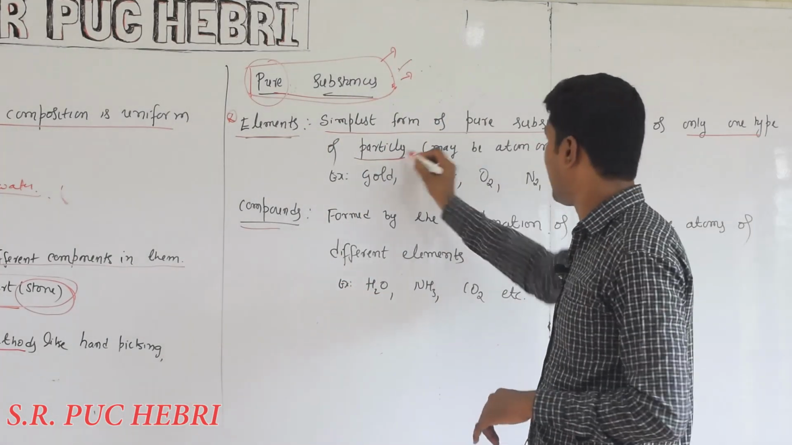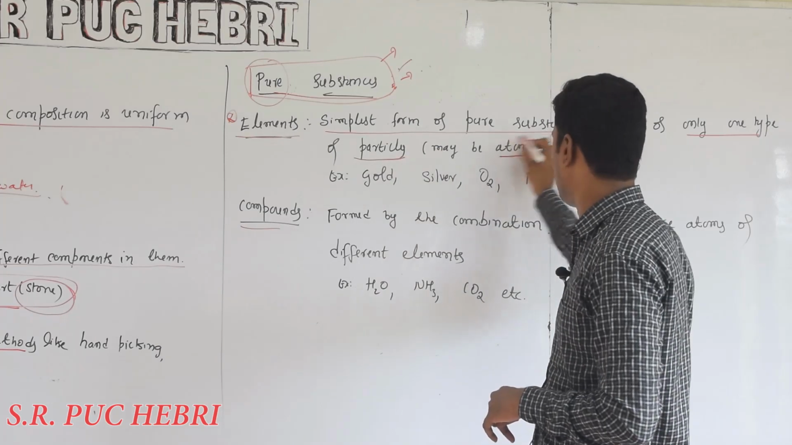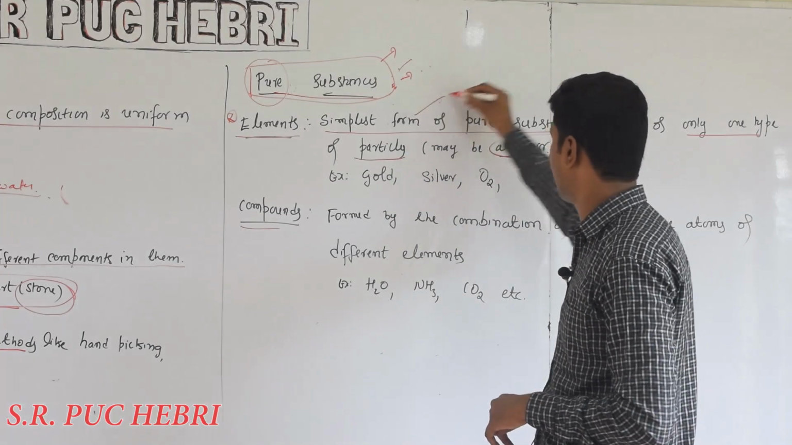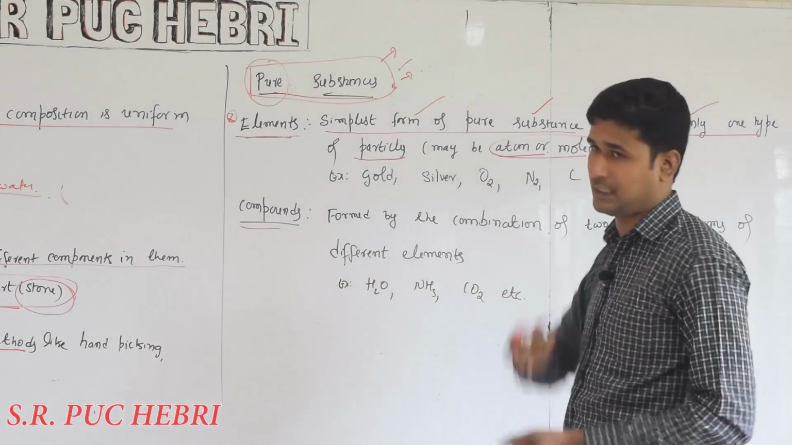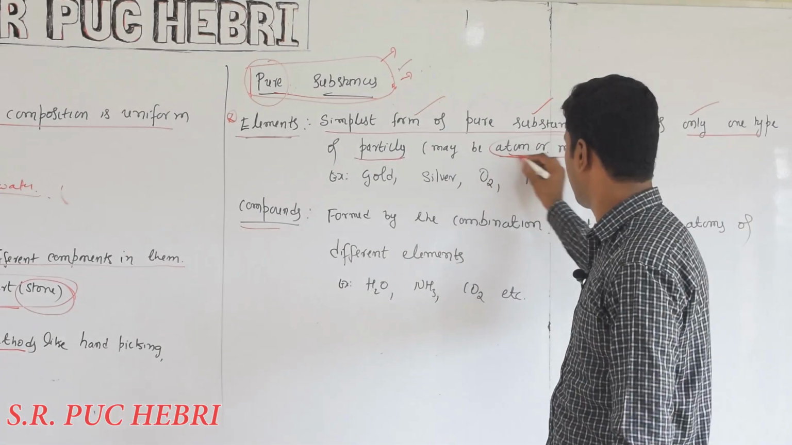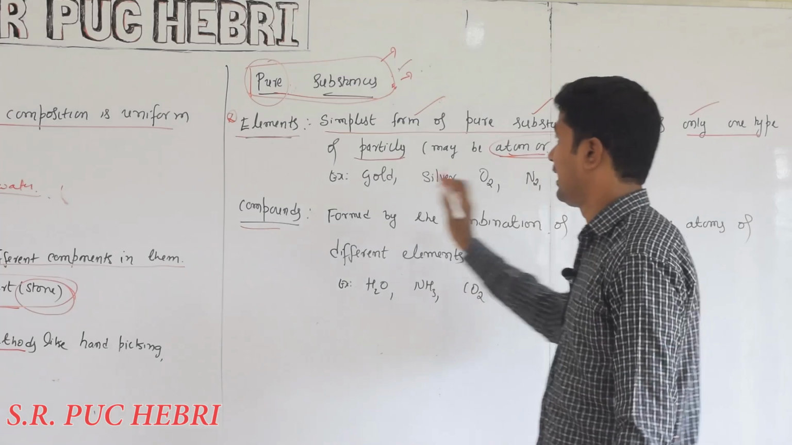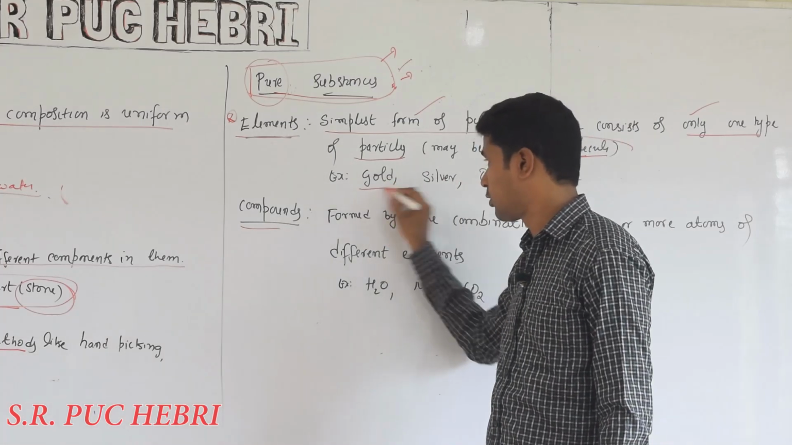Now these particles may be atoms or molecules. Simplest form of pure substance consists of only one type of particle. These particles may be atoms or molecules. Example for pure substance is gold.